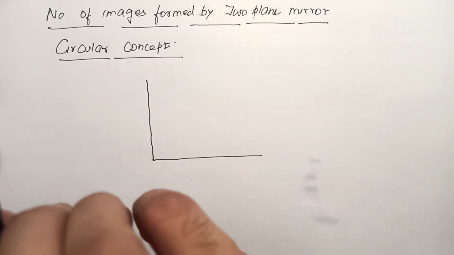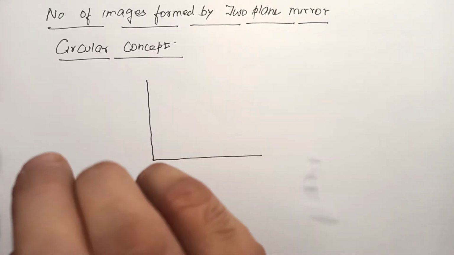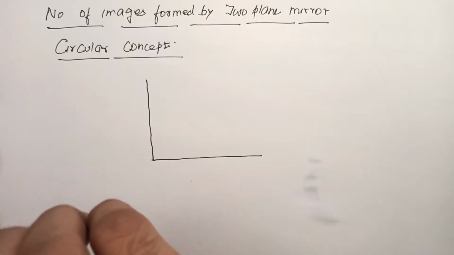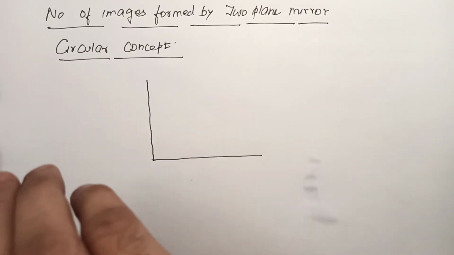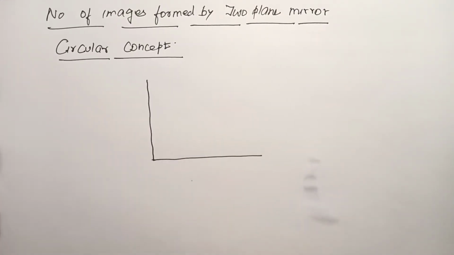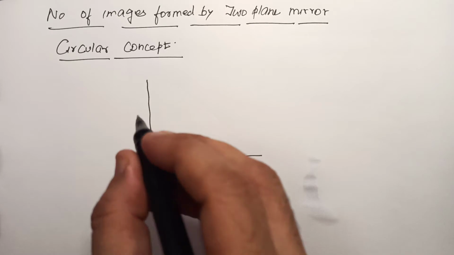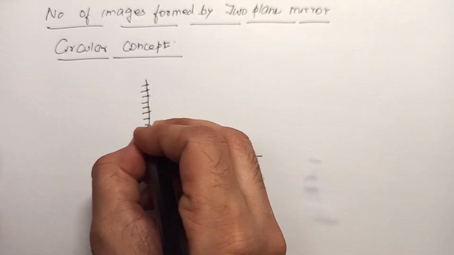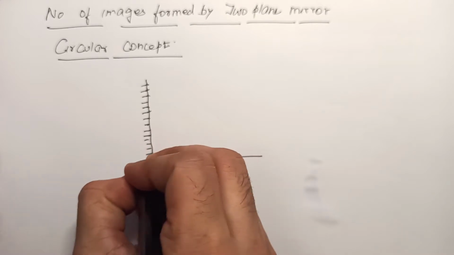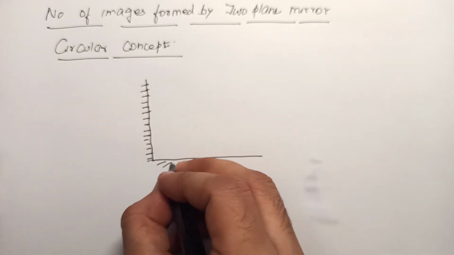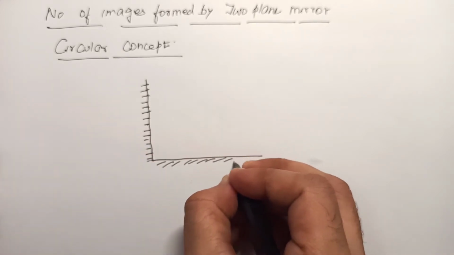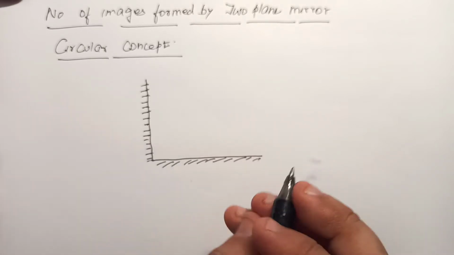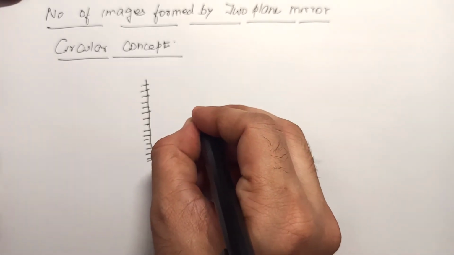So students, in this class we will talk about the circular concept which will help us in finding the number of images formed by two plane mirrors which are at any angle. Now if you see the figure here, let's say these are two mirrors, correct? These are two mirrors and there is an object which is here at O.